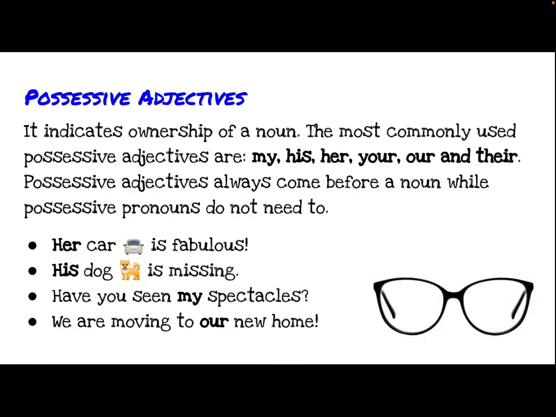Possessive adjectives indicate the ownership of a noun. The most commonly used possessive adjectives are my, his, her, your, our, and their. Possessive adjectives always come before a noun, while possessive pronouns do not need to. For example, her car is fabulous. His dog is missing. Have you seen my spectacles? We are moving to our new home. Here, the bolded words are the possessive adjectives.